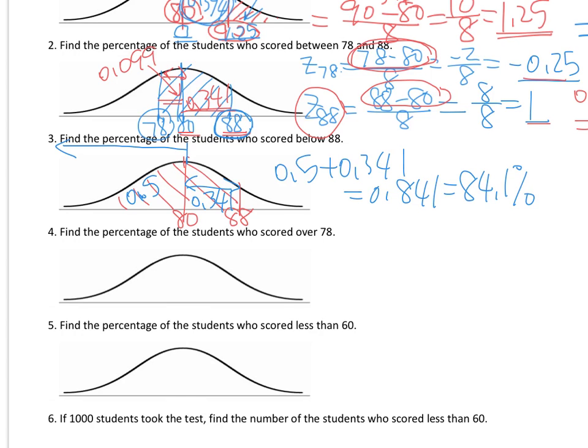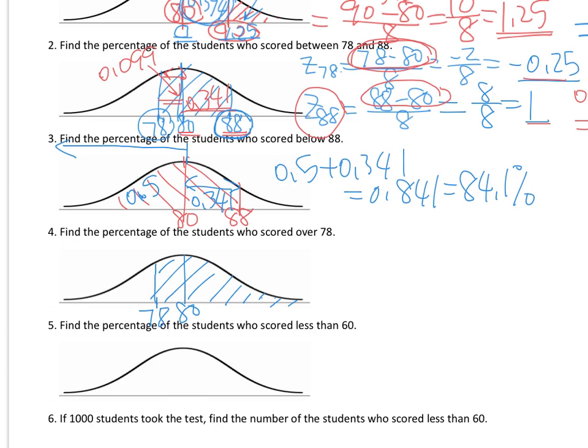Okay, next one, we ask you to find the percentage of students who scored over 78. Okay, again, 80 is right here. 78 is less than 80, so to the left of 80. Over 78 means this would be the region I need to find the percentage for. And this is quite similar to the previous part. Can you see that?